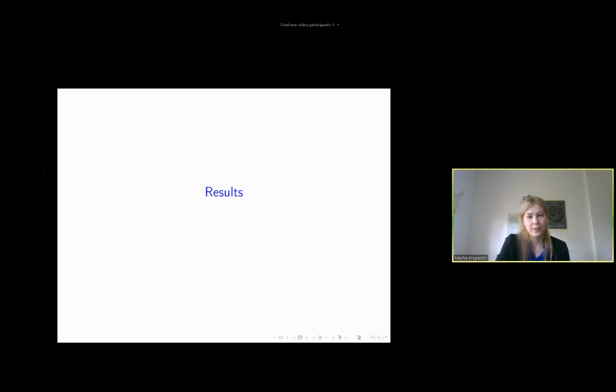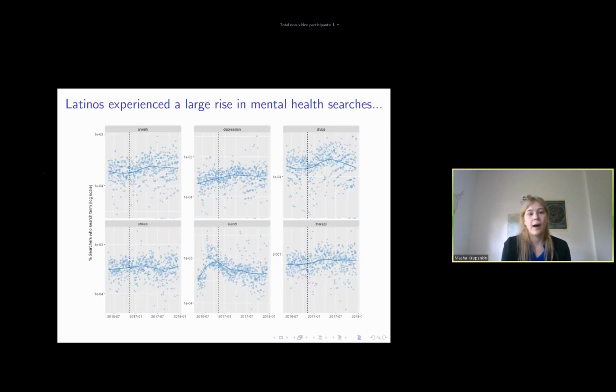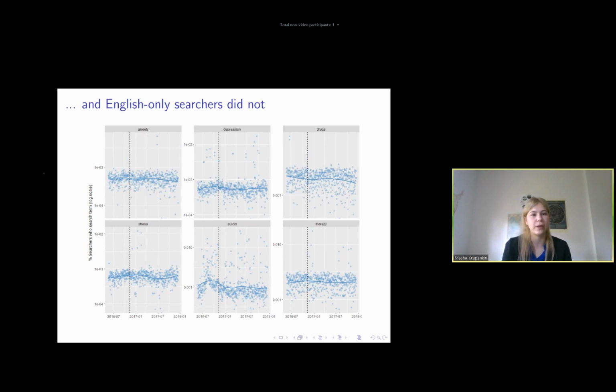All right, so the results. Results showed that there was actually a pretty significant rise in mental health searches among our Latino searchers for anxiety, depression, drugs, and therapy. There wasn't really much of an increase in the term stress. And the term suicide, unfortunately, was confounded with the movie Suicide Squad that was released in August. So we can't really tell what the effect on that particular term was, but 4 out of 6 yielded these fairly strong and statistically significant effects. And we really didn't have any such effects for English-only searchers.